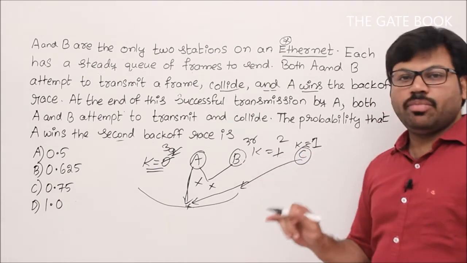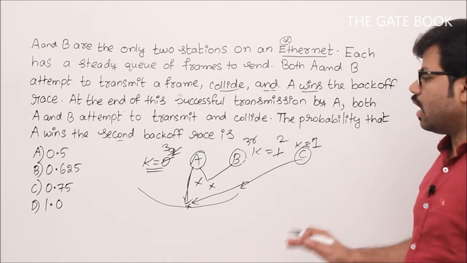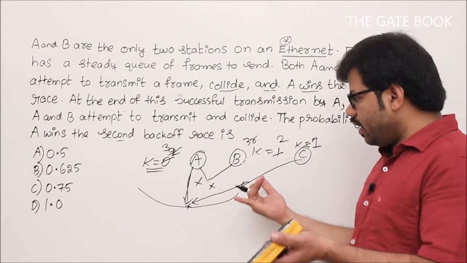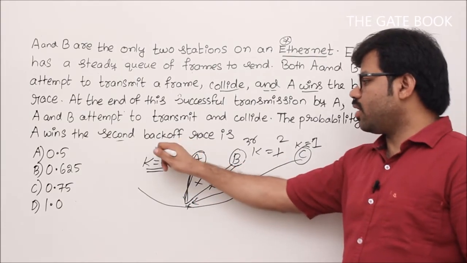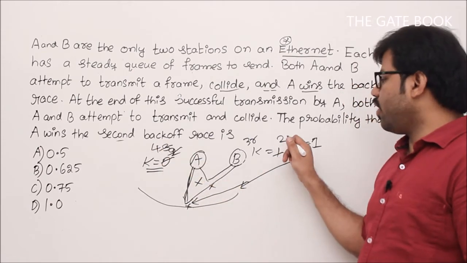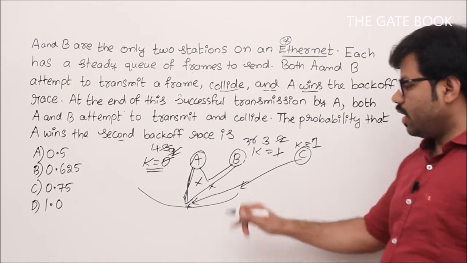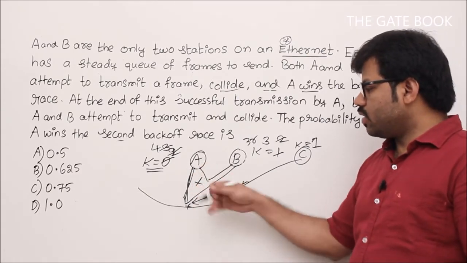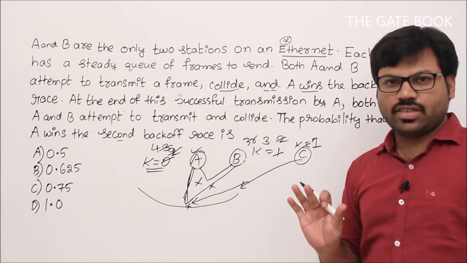Now B's k value will be 2 because it was not participating in this third collision. Okay. Now again if A and B collide this time, then A's value will become 4 and B's k value will become 3. Understand? Now suddenly what happened? After these many collisions, let's say A successfully transmitted its frame.